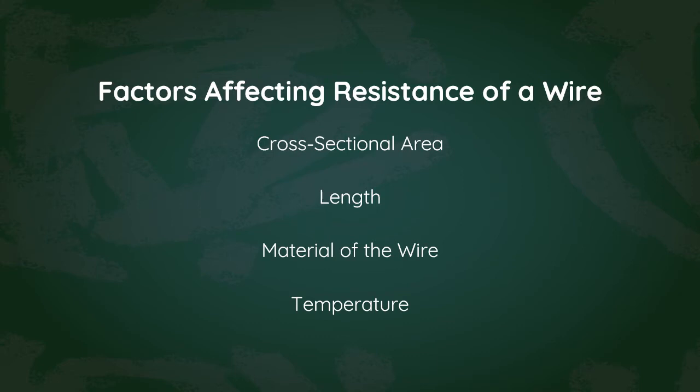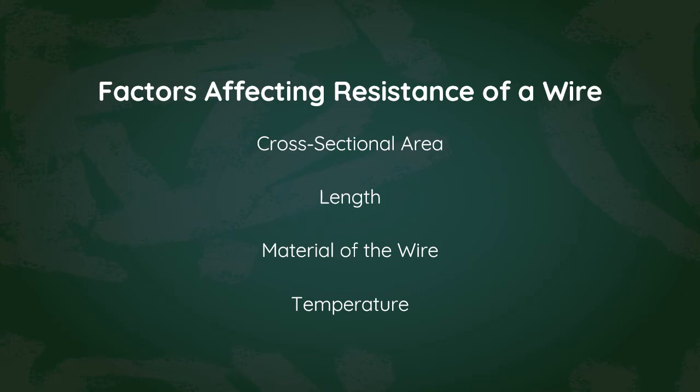For cross-sectional area, resistance varies inversely compared to the cross-sectional area. Thus, if we increase the area of a wire, then the resistance will decrease. So if you have a thick wire, then you will most likely have lesser resistance than if you compare that to a thin wire.